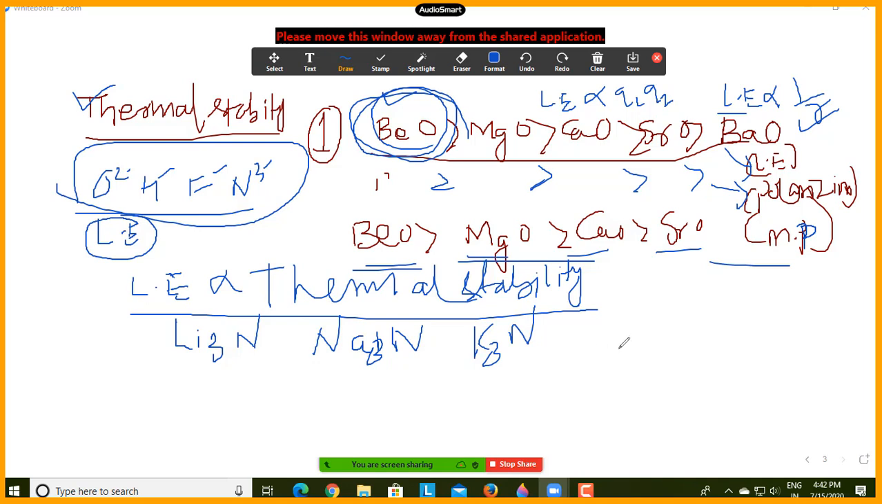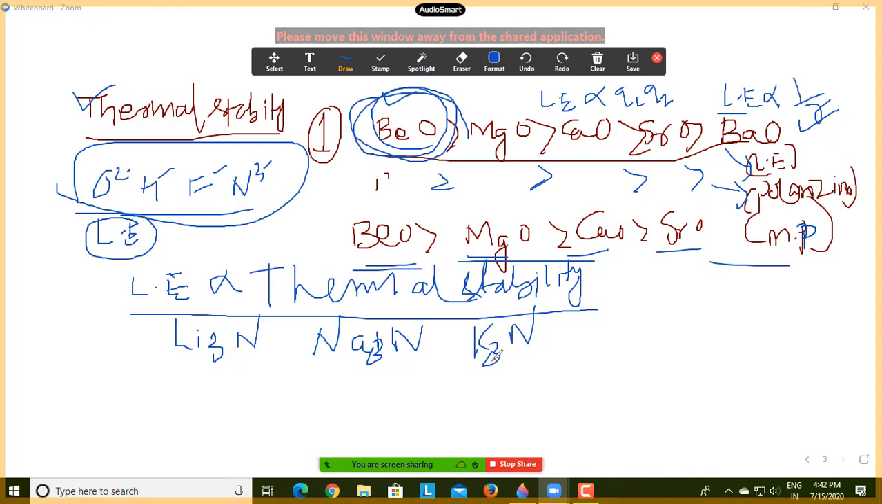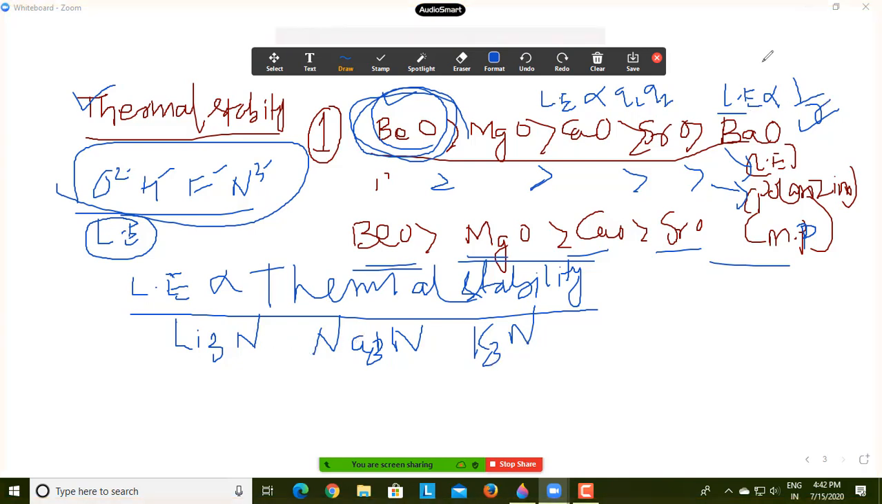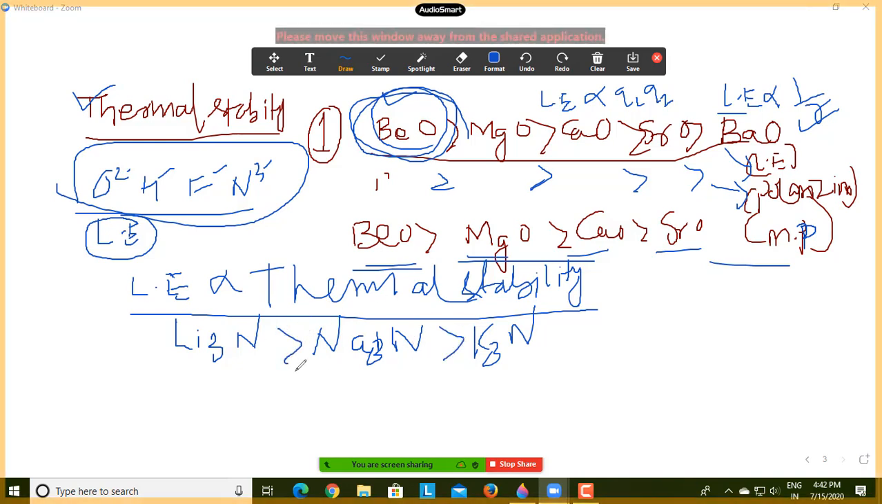Lithium nitride, because the distance between lithium and nitride is small. Sodium and nitride is little more. Potassium and nitride is more. So distance increases. If distance increases, lattice energy decreases. If lattice energy decreases, thermal stability also decreases. Is that clear?